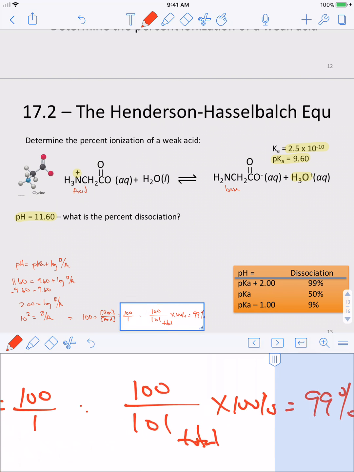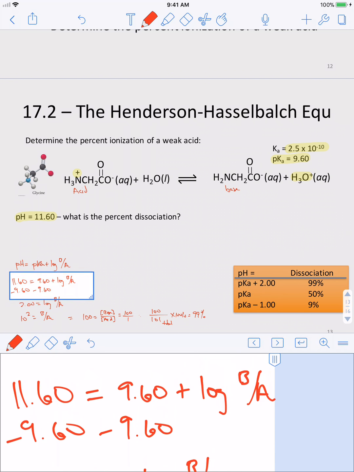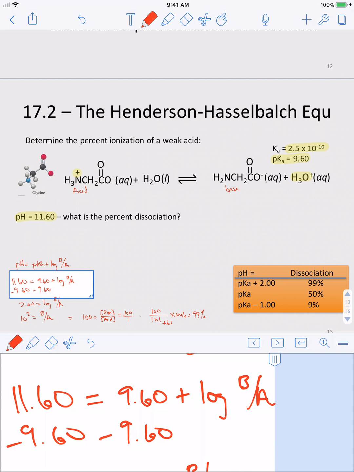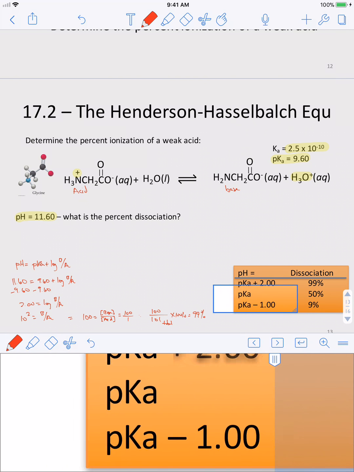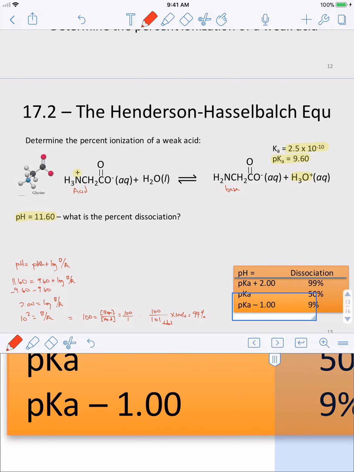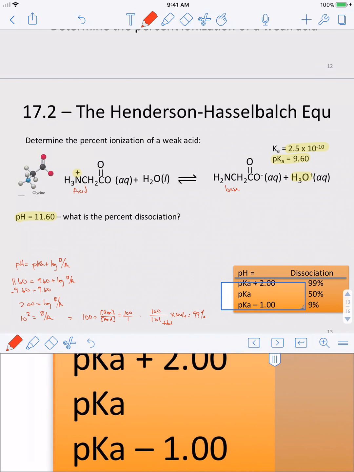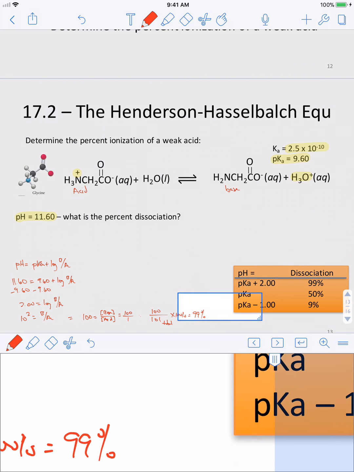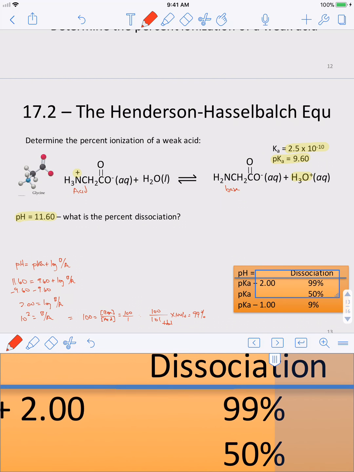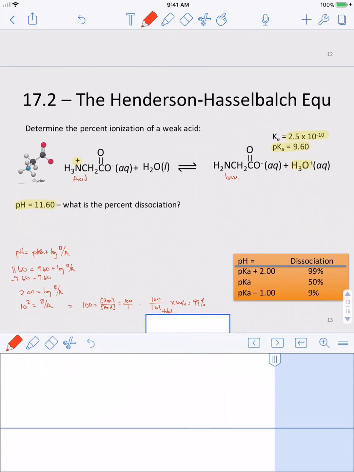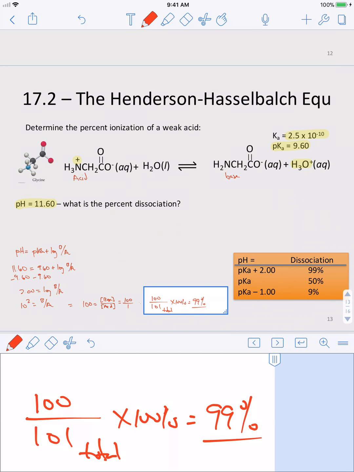If you have pH equals pKa, then these two are equal to each other, and when you subtract them, you get 0. Okay, and so here you have 50-50. And if you have pKa minus 1, you have 9%. If you have pKa plus 1, you would have 91% dissociated, and so on. So you can see some patterns here. You don't have to memorize this. You can just calculate it in the same way we did over here if you like that better.